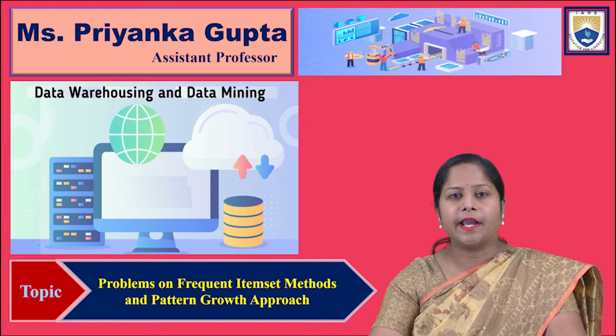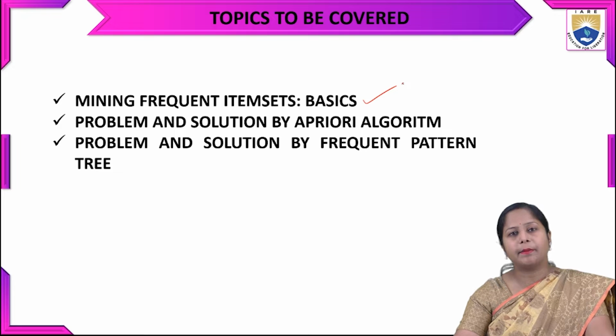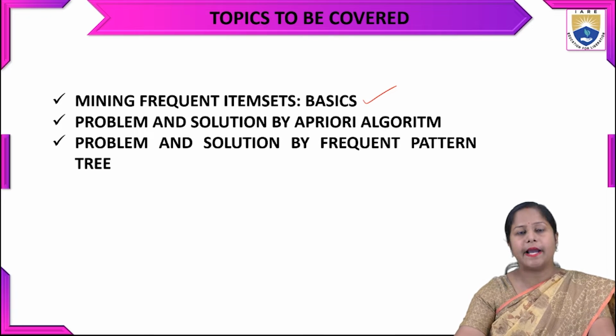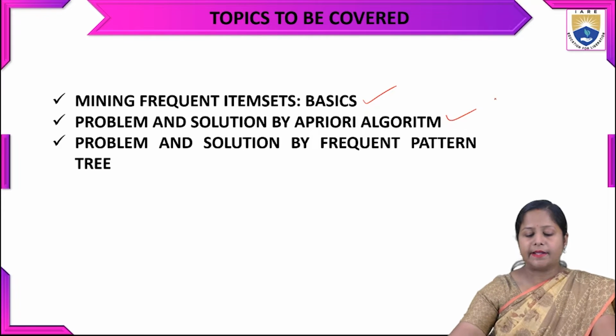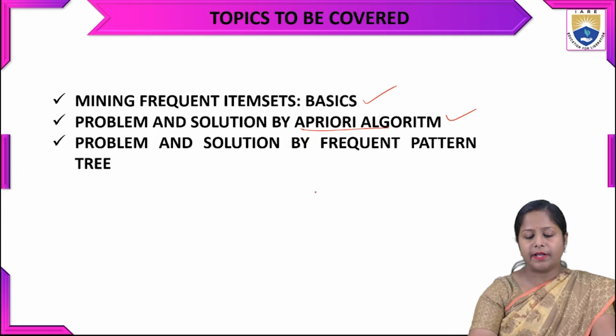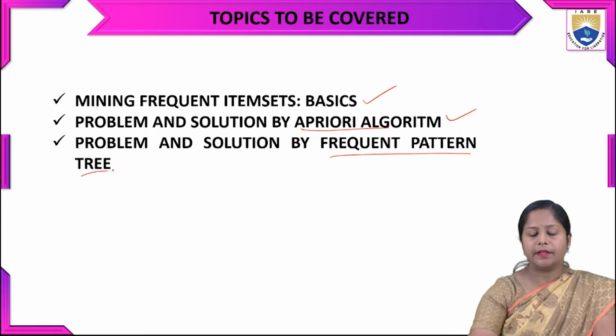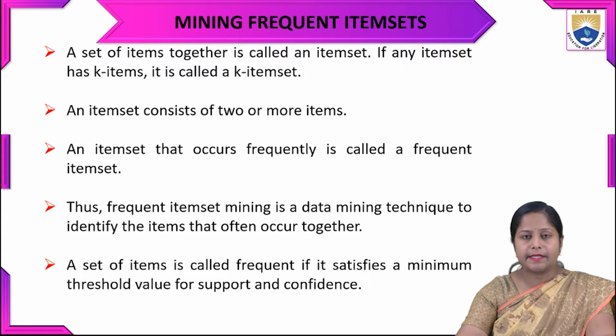So today, first we will take the basics related to mining frequent item sets. What are frequent item sets? Related to the basics we will see. Then I'll tell about the problem and solution by the Apriori algorithm as well as by the frequent pattern tree, that is the FP tree. So in mining frequent item sets, what are the basics?